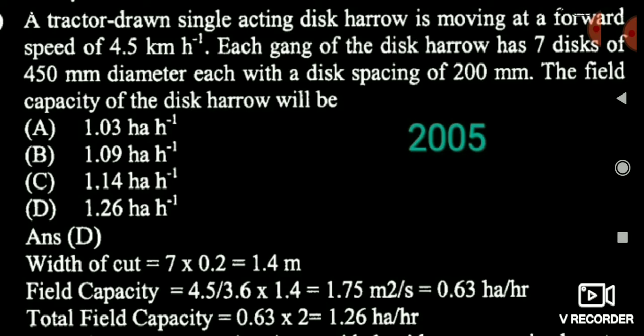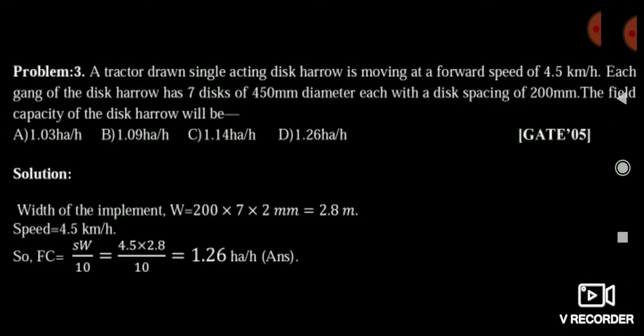Now friends, you see the next question. Here in this question it is saying that a disc harrow is there. I have solved this question in the previous slide, so this question is solved. Now friends, you see the next question.